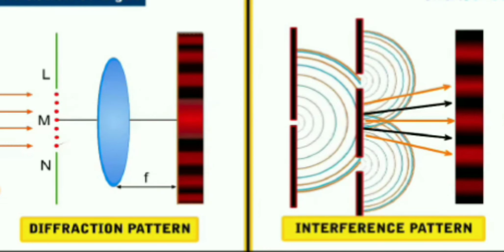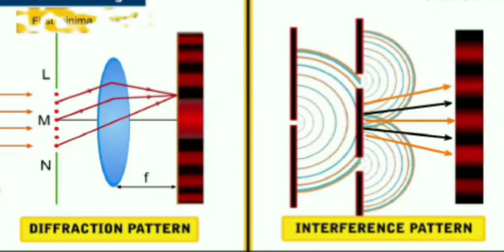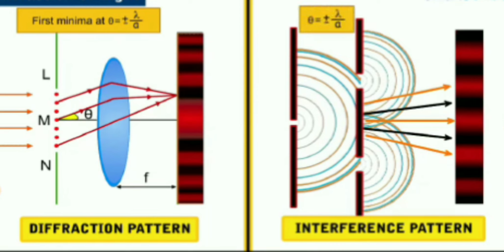The intensity of the successive maxima decreases as we move away from the central maxima on either side. In case of diffraction, the first minima is formed at an angle theta equal to plus or minus lambda by a, whereas the angular separation theta equal to plus or minus lambda by a corresponds to the central maxima for the two-slit interference pattern, with a equal to the separation between the slits.